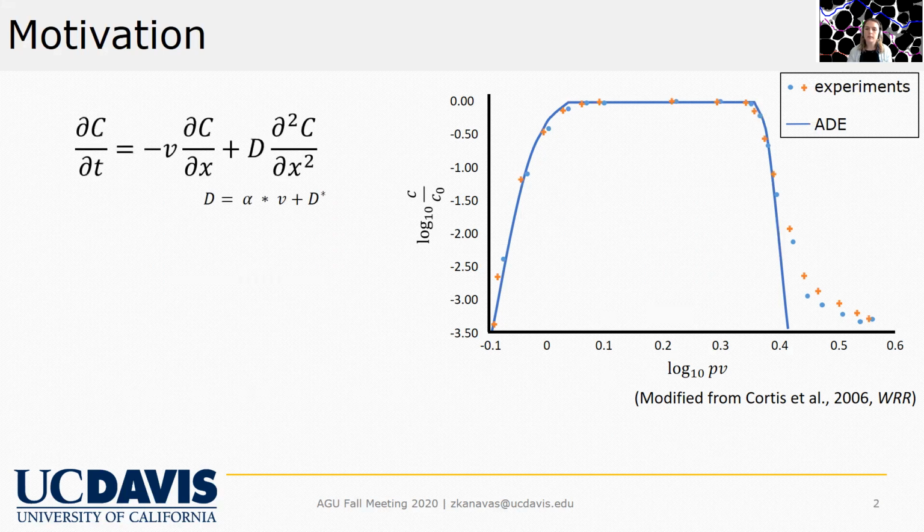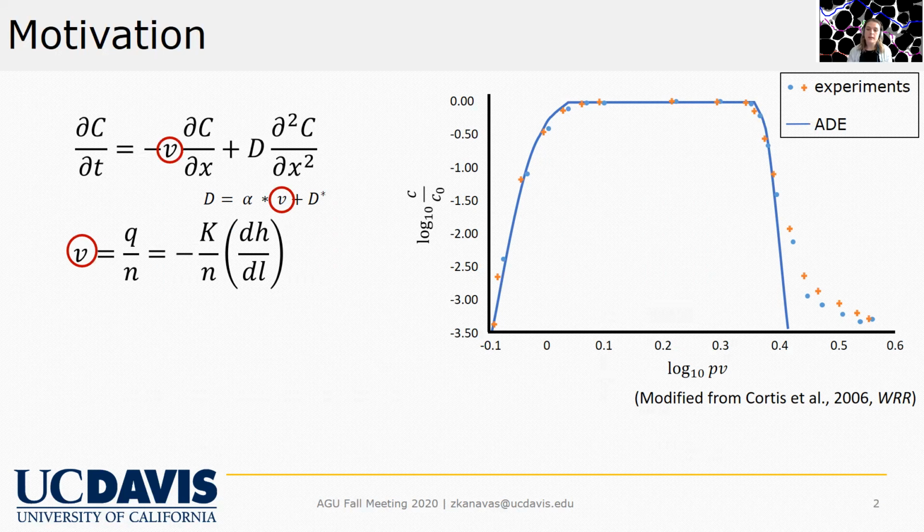Here is the ADE, which states that the change in concentration in time is the addition of the advective and dispersive terms. Both of these terms use a representative average velocity value, and this value comes from Darcy's law, which describes the system's flow and states that the system's velocity is equivalent to the permeability times the hydraulic gradient.